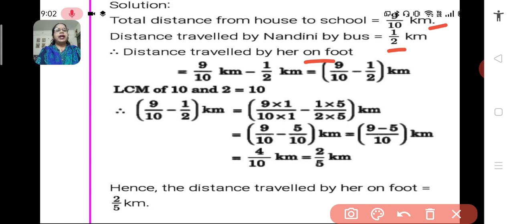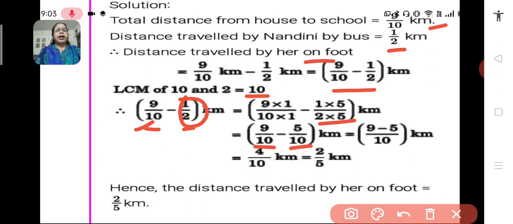And how do we subtract these fractions? We find the LCM of 10 and 2, that is 10, and then we change both the fractions into equivalent fractions with denominator 10. So, 9 upon 10 already has the denominator 10. 1 upon 2 is multiplied by 5. Now, we get two like fractions, 9 upon 10 and 5 upon 10.